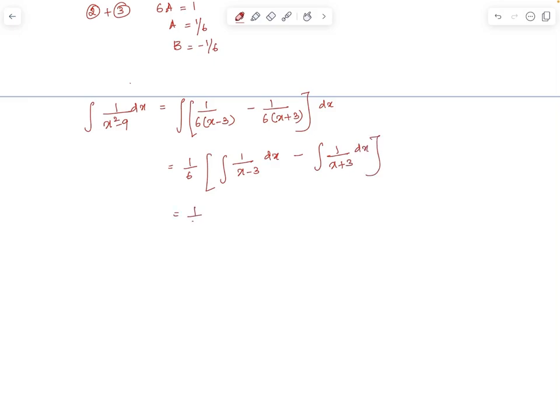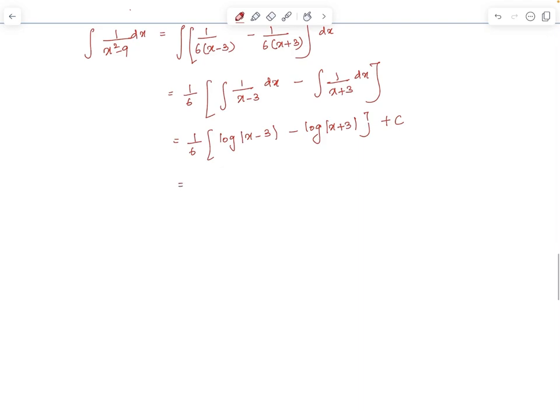gives us 1 upon 6 times log of x minus 3 minus log of x plus 3 plus c. Using the logarithmic properties, this can be rewritten as 1 upon 6 times log of x minus 3 upon x plus 3 plus c. This is the answer for the question 4. Here also we have used the partial fraction decomposition method.